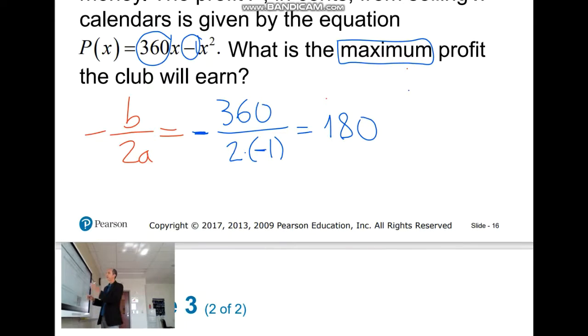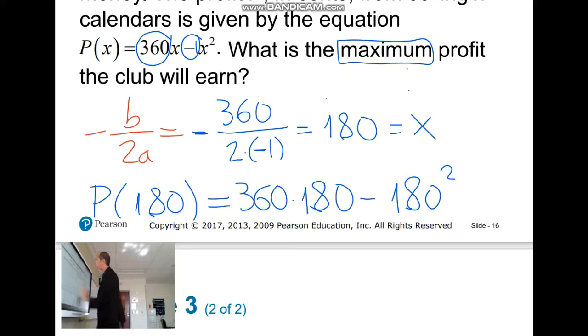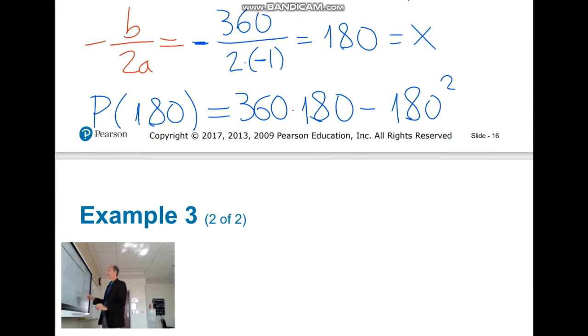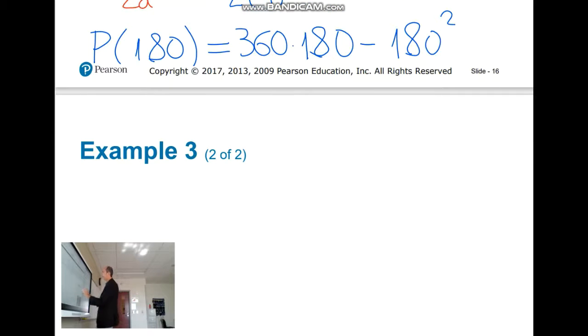And let's plug 180 into the equation. P of 180 equals 360 times x, and this is x, this is 180, minus x squared, minus 180 squared. You can actually use your calculator to find this.